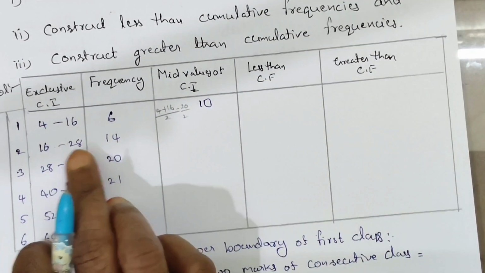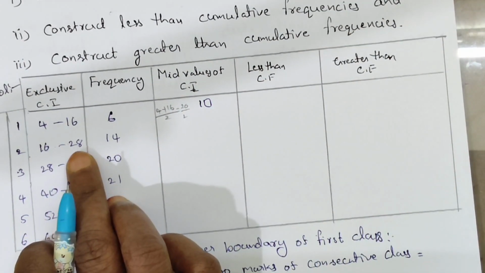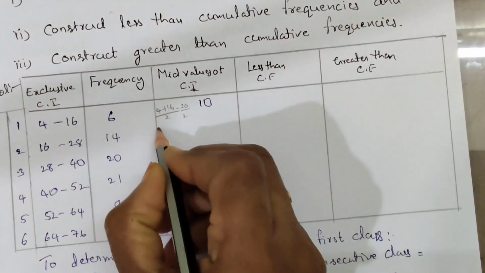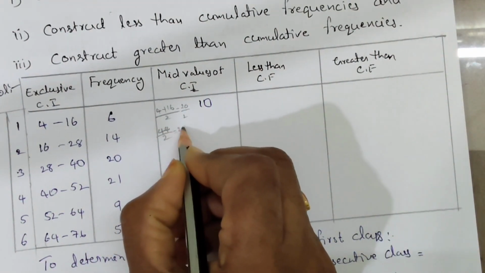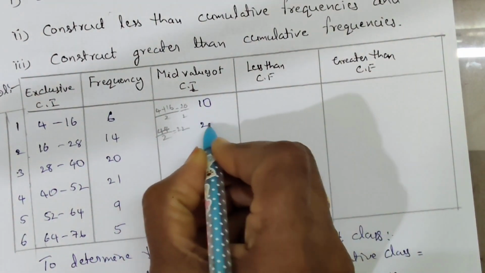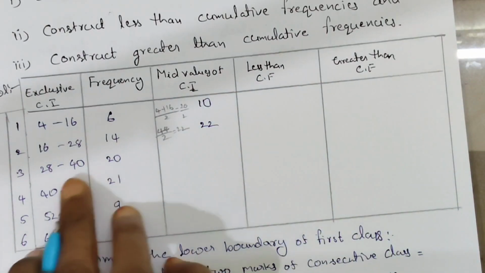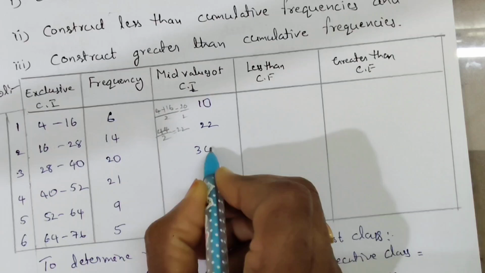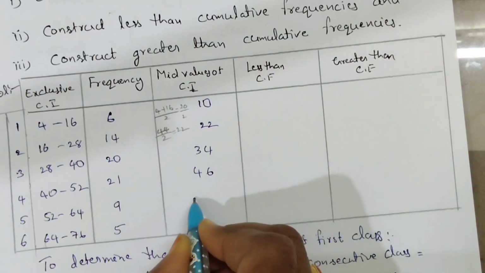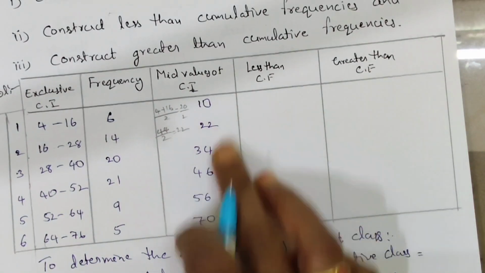Here 16 plus 28, the sum is equal to 44. 44 by 2 is equal to 22. 22 is the mid value of this class interval. In the same way we write the remaining numbers: 34, 46, 58, 70. These are the mid values of the class intervals.